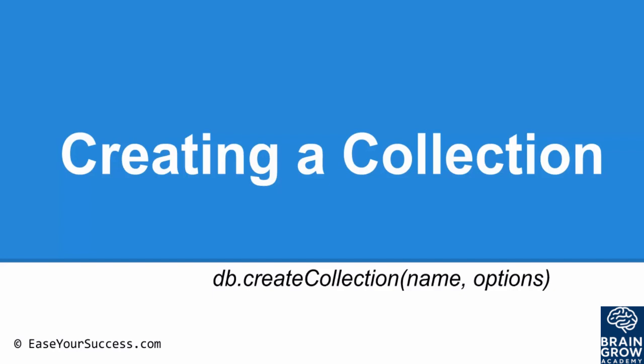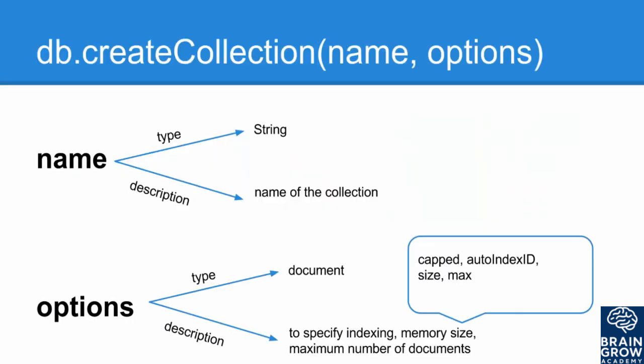In this lecture, we are going to learn about creating a collection using the command db.createCollection, which has two parameters, name and options. The name parameter has a type string, and its purpose is to provide the name of the collection. The options parameter has type document, and its purpose is to specify various options like indexing, memory size, and the maximum number of documents allowed in a collection.